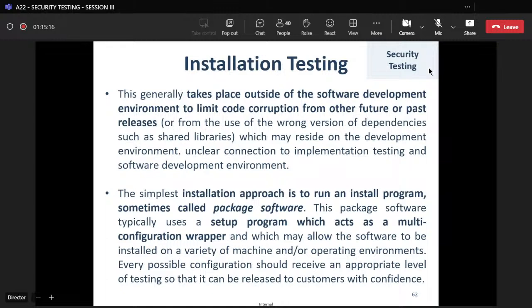Here it is mentioned like the packaged software typically uses a setup program which acts as a multi-configuration wrapper, which will allow the software to be installed on a variety of machines as well as a variety of operating environments. Correct, sir. Because the user may have a different operating system. And you know the reality, the challenges you face in real time, because the application will be developed for a particular operating system, and if the user is having a different operating system, probably there will be a compatibility issue. Especially hardware and the operating system. Exactly, sir.